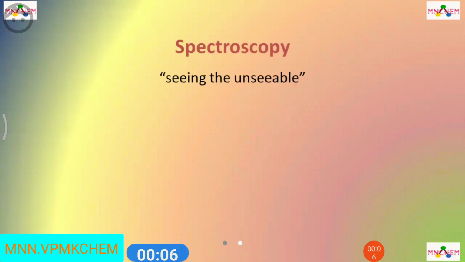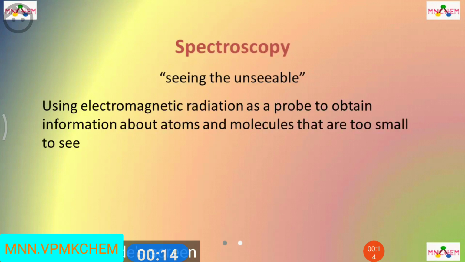Spectroscopy, in short, is seeing the unseeable. What I mean is that in this particular technique, we use electromagnetic radiation as a probe to obtain information about atoms and molecules that are too small to see. When we have very tiny atoms or molecules, we need to understand their structure, and that can be done with the help of electromagnetic radiation as a tool. That is called spectroscopy, seeing the unseeable.